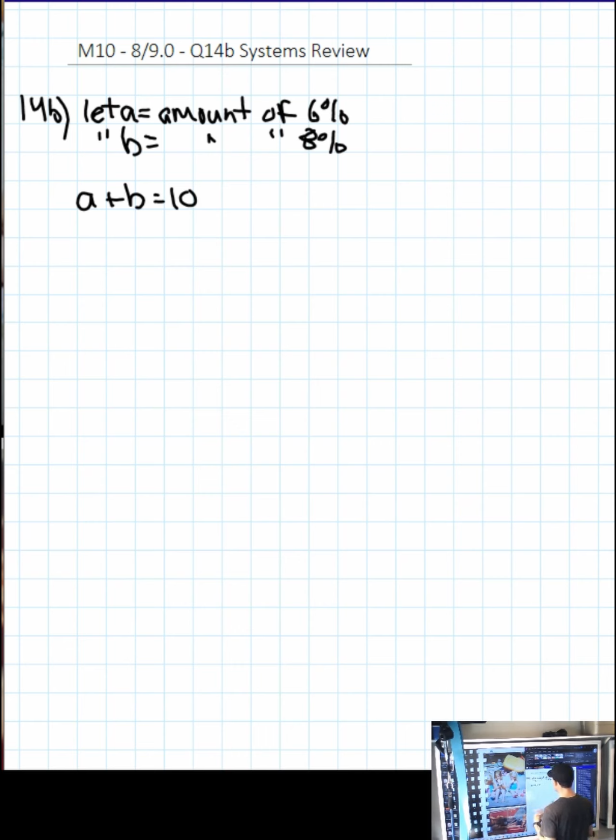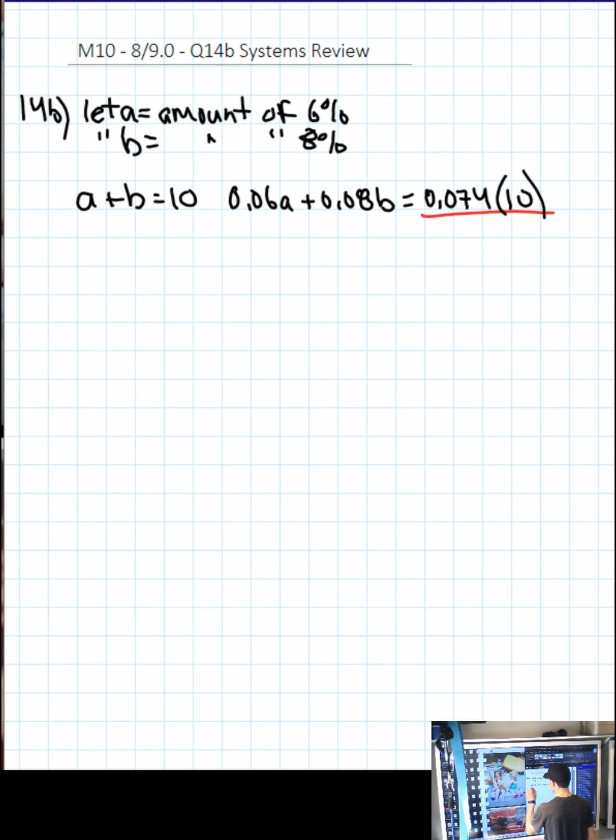And then our percentages, so 0.06A plus 0.08B equals 0.074 times 10. So that's the idiosyncrasy, and we actually have to multiply the right-hand side like we did with mixtures of a scientist earlier in question 13a, where sometimes the word problem's right-hand side is just given. So be very careful with that multiplication on the right-hand side.